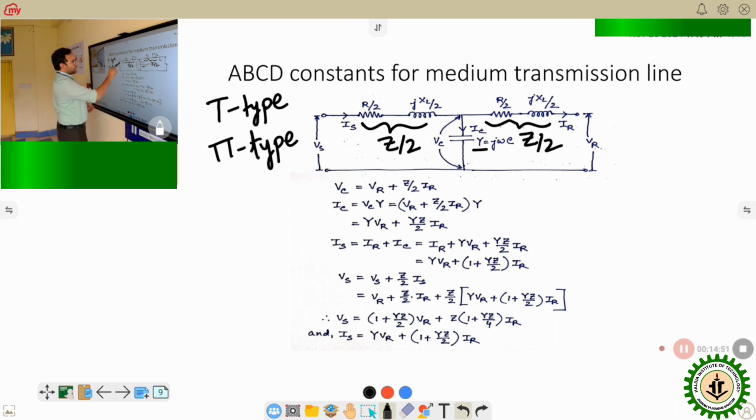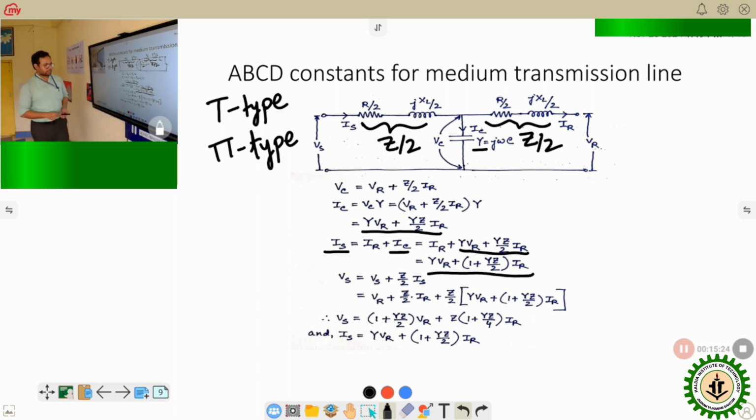Again, we see that Is is equal to the summation of IR plus IC, where we can write it as IR plus IC. So the value of IC is YVR plus YZ by 2 into IR. We replace IC by its value, and so we get IS is equal to YVR plus 1 plus YZ by 2 IR.